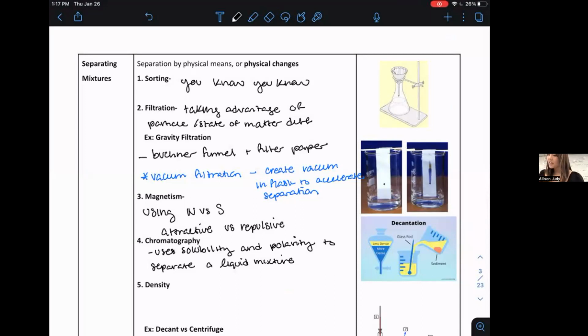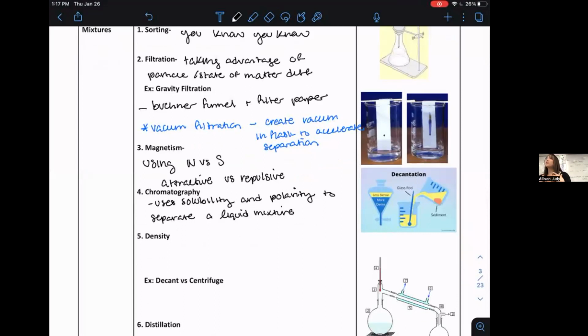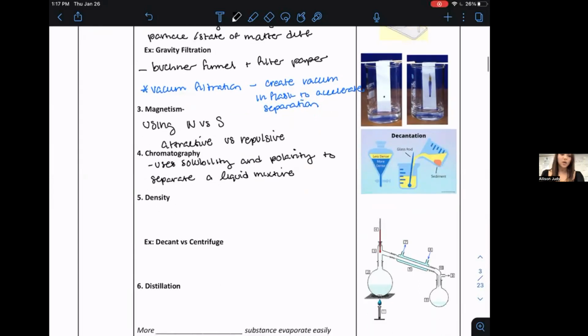Okay. And then we got density. If any of your parents are wine lovers, they probably do decanting. They probably know about the decanting method in wine. But with density, obviously, what you do is you separate based off of density, right? The lower density floats, the higher density is toward the bottom. And then what you can do is you can use a separatory funnel.